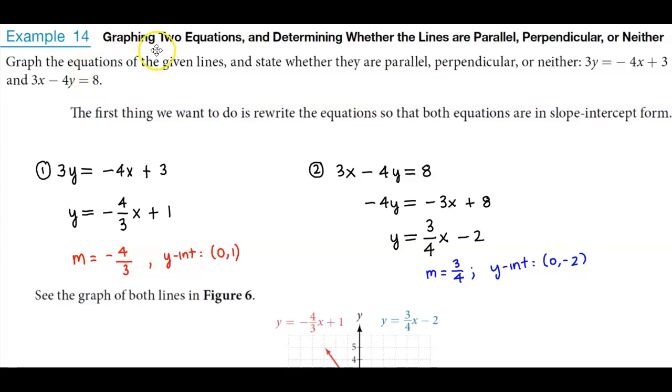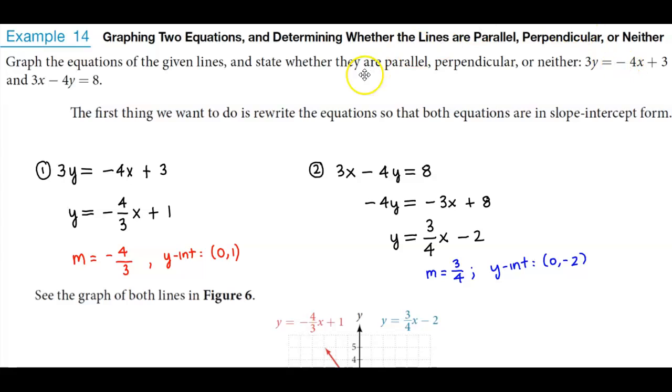Example 14, graphing two equations and determining whether the lines are parallel, perpendicular, or neither. Graph the equations of the given lines and state whether they are parallel, perpendicular, or neither. First equation is 3y minus 4x equals 3. Second equation is 3x minus 4y equals 8.